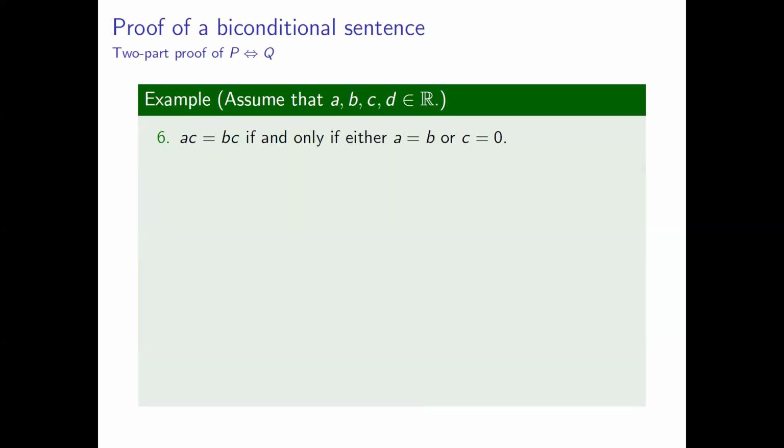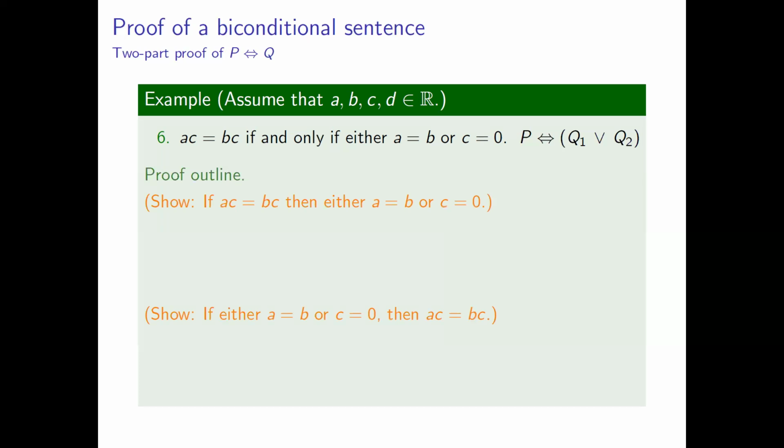For example, consider the claim A times C equals B times C if and only if either A equals B or C equals 0. Let P be the sentence A times C equals B times C. Let Q1 be the sentence A equals B. And let Q2 be the sentence C equals 0. Then, the claim is a biconditional of the form P if and only if either Q1 or Q2.